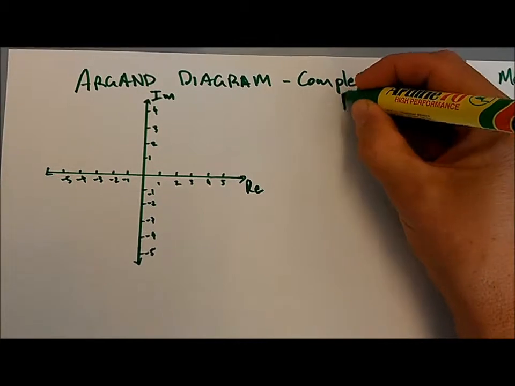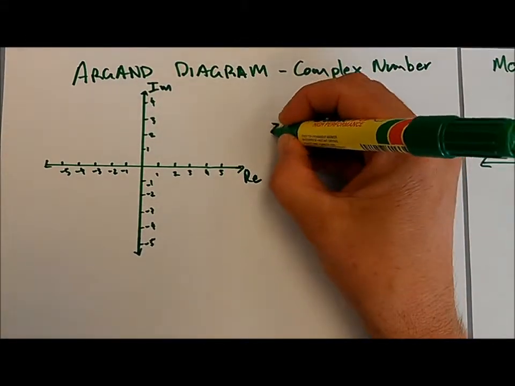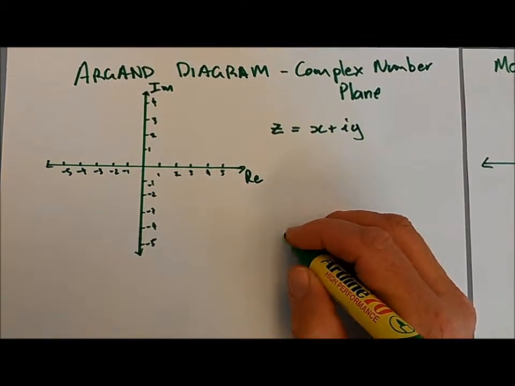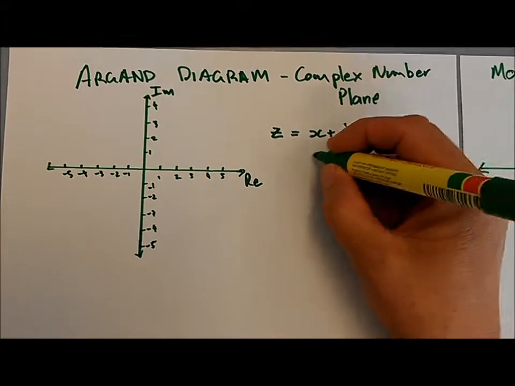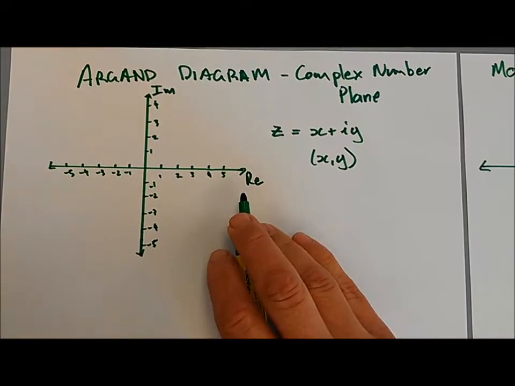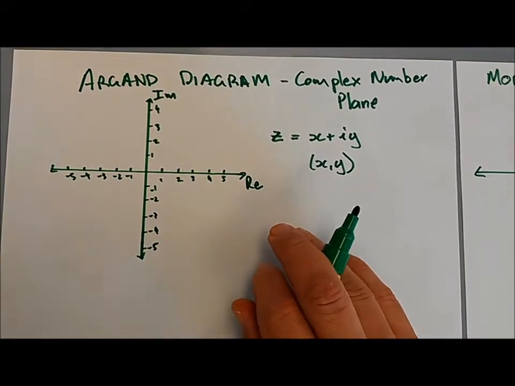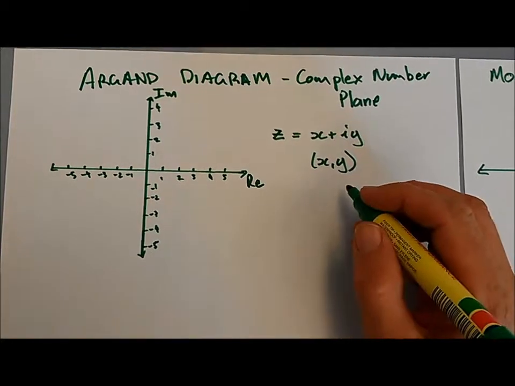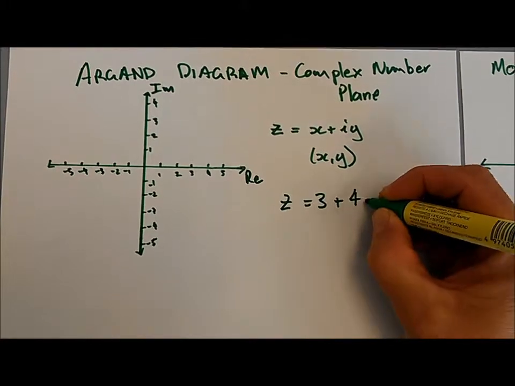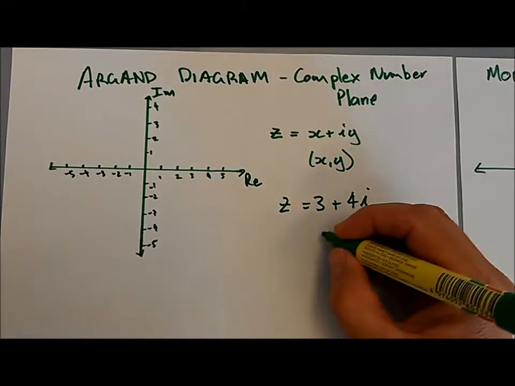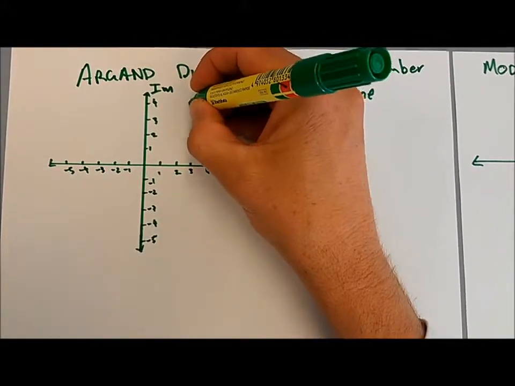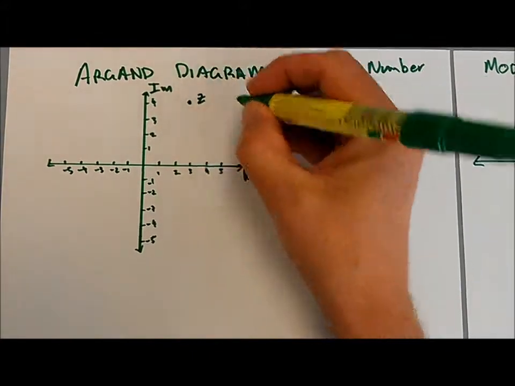So the complex number plane, if we take a complex number, z equals x plus iy, then we can represent that as the ordered pair (x, y). And then I can plot its position anywhere on this diagram, which becomes, as we'll see later on, quite useful in terms of operating with these numbers as well. So for example, if I take z is the number 3 plus 4i, then as an ordered pair I'd represent that as (3, 4). 3 on the real axis and 4 on the imaginary axis, and that's my z there.